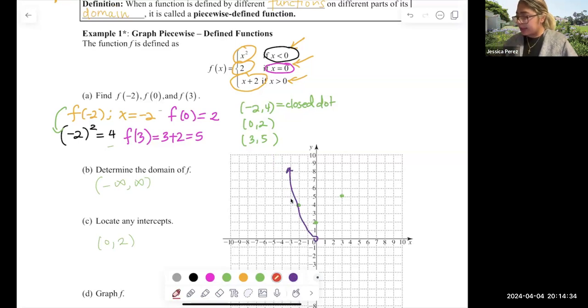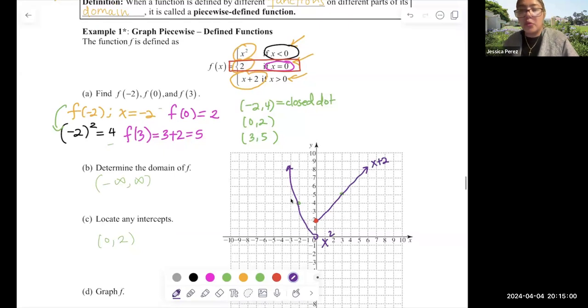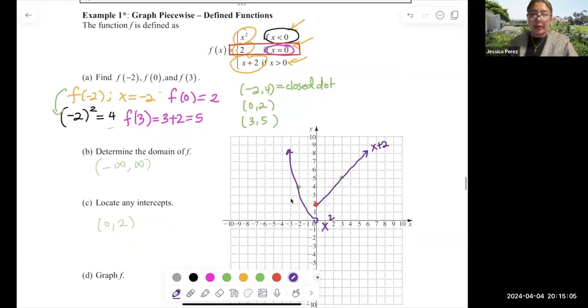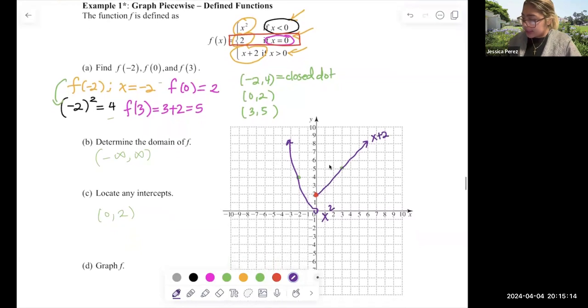This is a quadratic, x squared. This point 0, 2 is by itself. And then from 0, 2 on, this is a line that looks like this, and this is the equation x plus 2. Then I have this red point by itself, right here. And then I have from there to infinity on this equation. See, so there's 3 pieces.